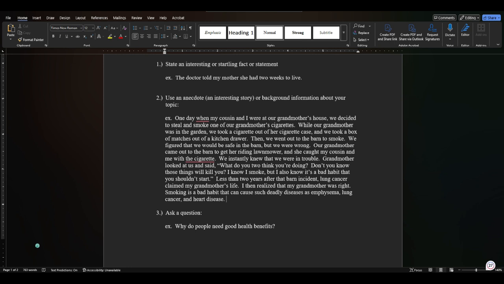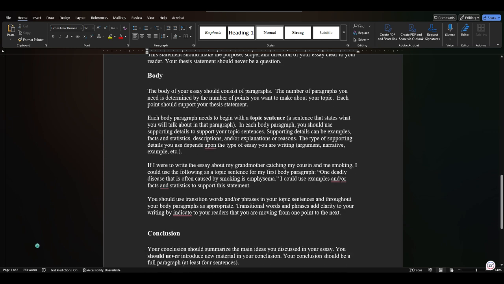Less than 2 years after that barn incident, lung cancer claimed my grandmother's life. I then realized that my grandmother was right. Smoking is a bad habit that can cause such deadly diseases as emphysema, lung cancer, and heart disease. So this essay is going to be about smoking and how it's a bad habit that can cause these deadly diseases. So that's my little anecdote that I start this essay with.